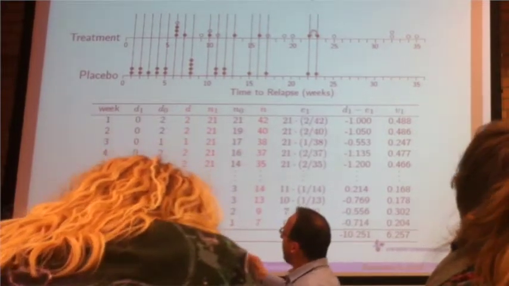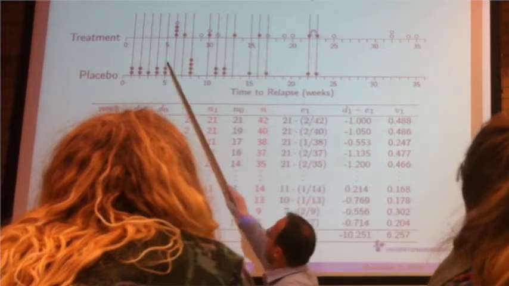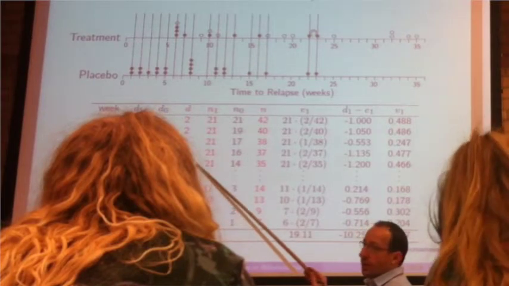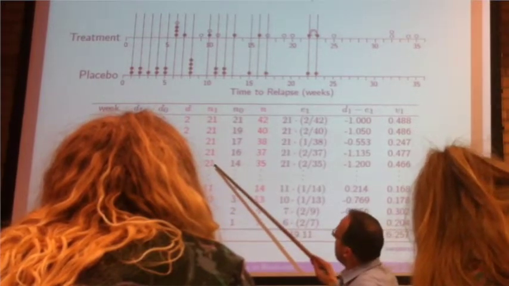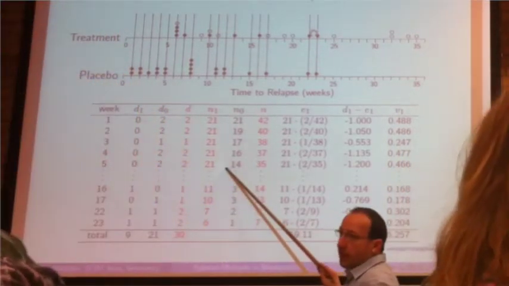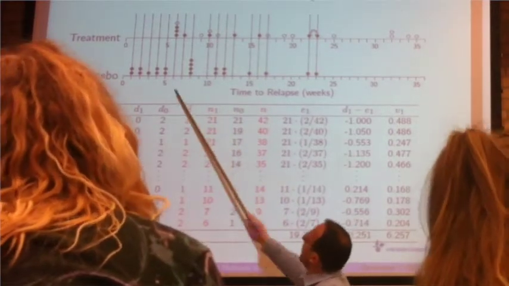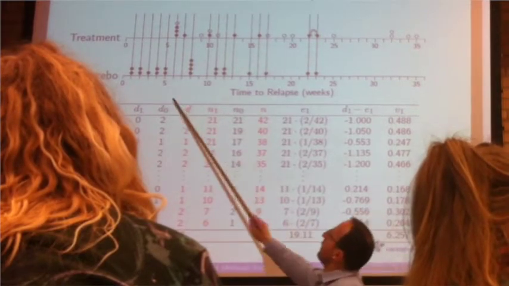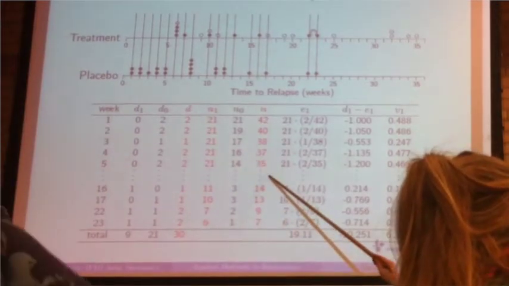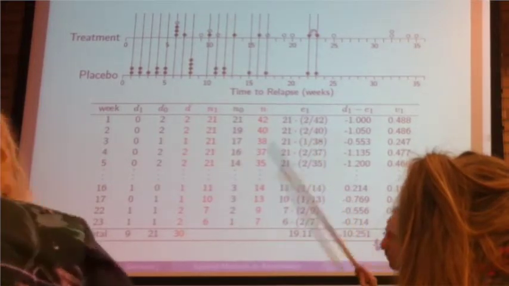weeks. At 5 weeks, there are no events in the treatment group, 2 events in the placebo group. In total, we have 2 events. And in the treatment group, there are still 21 patients at risk to experience the event of interest. And in the placebo group, there are still 40 patients at risk at this time of 5 weeks. In total, we have 35 patients at risk to experience the event of interest, in this case to relapse.